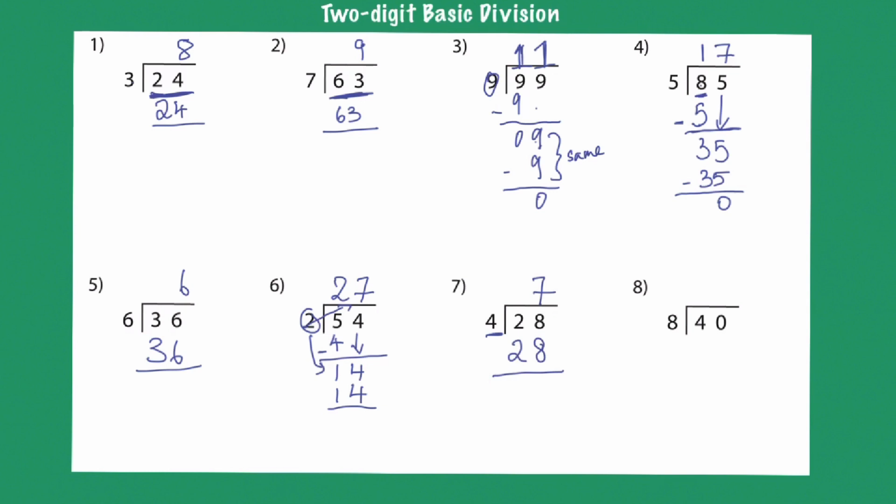Finally, let's try to do number 8. Again, let's look at this number first. 8 ones are 8. Now it does not fit. This answer will give me a 0. So we just have to look at both together as a whole. We look at 40. How many 8s fit into 40? 5. 8 5s are 40. And so your final answer here is 5.